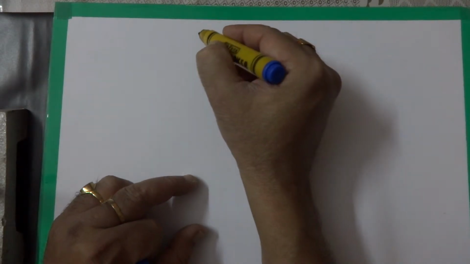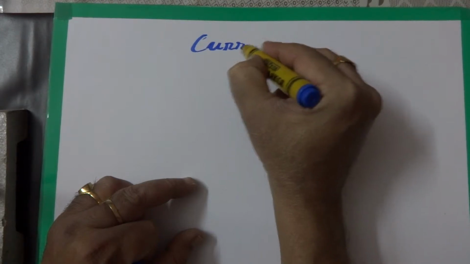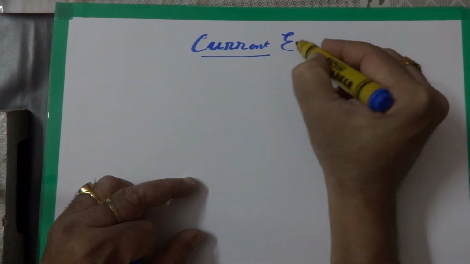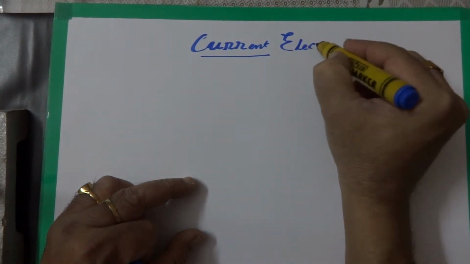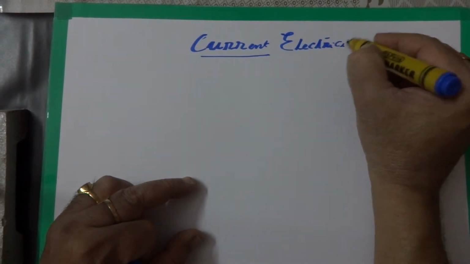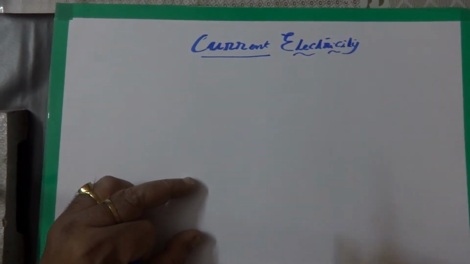So let us discuss the topic current electricity. In the previous topic, we have discussed static electricity, in which we studied the charges at rest. Now in this topic, we introduce certain properties of the charge when it is under motion.